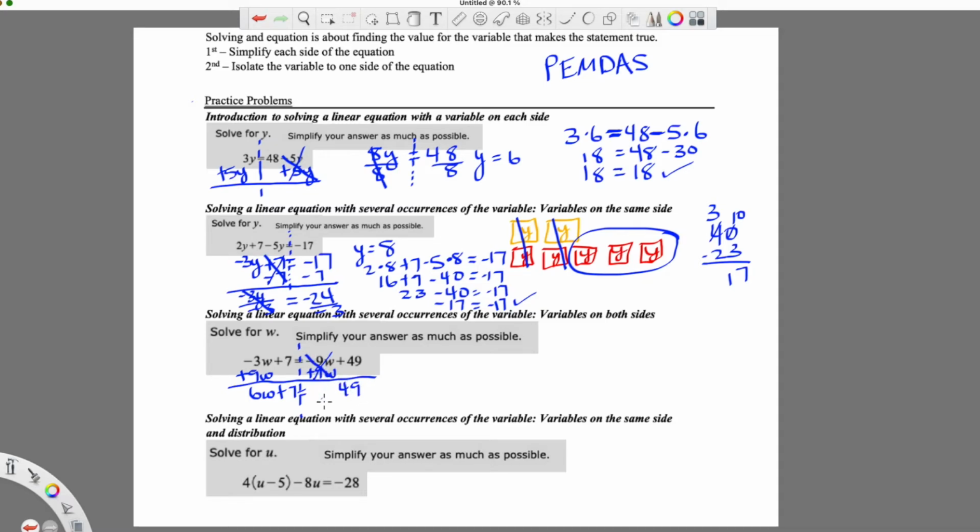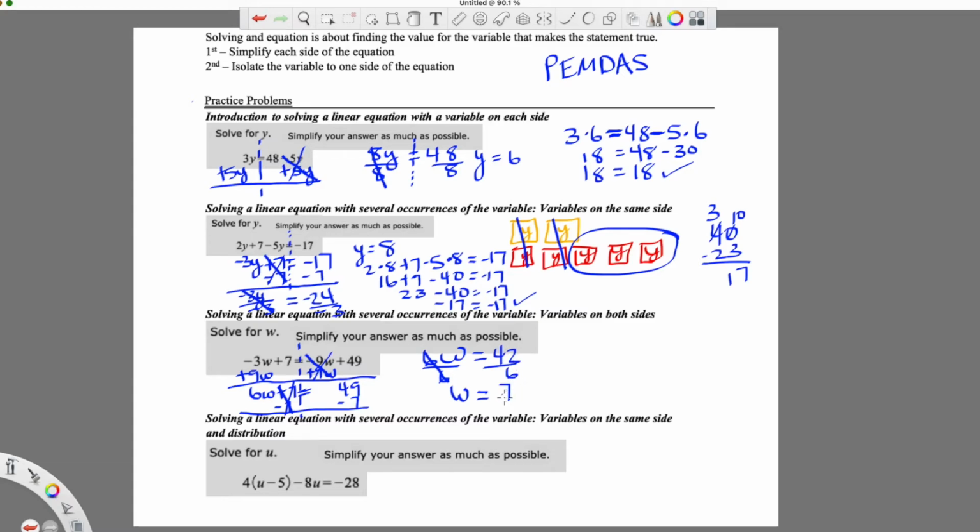So now I want to do the same thing. This one looks an awful lot like the one we just did. I'm going to undo the addition subtraction, so I'm going to subtract 7 from both sides. I'd have 6w, equals, because the 7's cancel, I still have my equal sign here, 49 minus 7 is 42. And now to undo multiplication, I will divide. 6 divided by 6 cancels, and I get w equals 7, because 42 divided by 6 is 7.